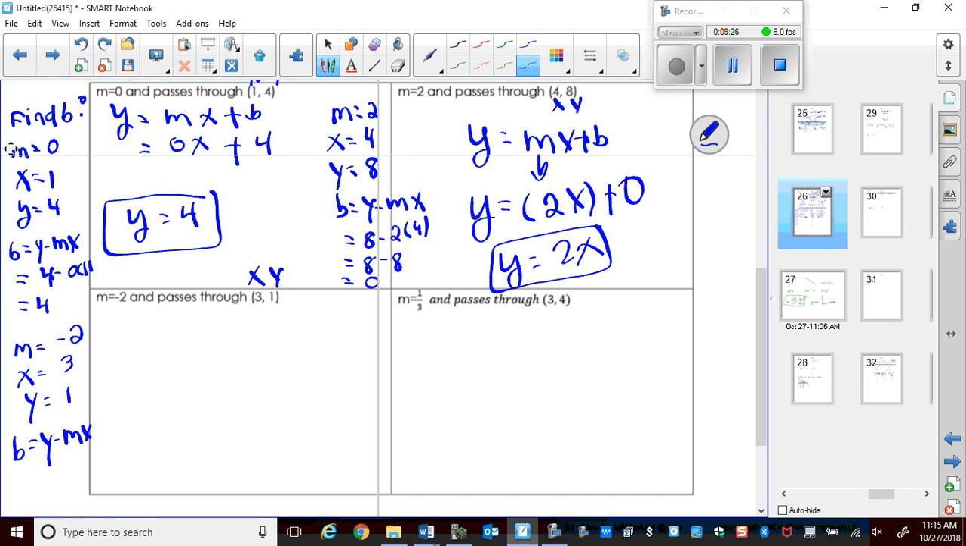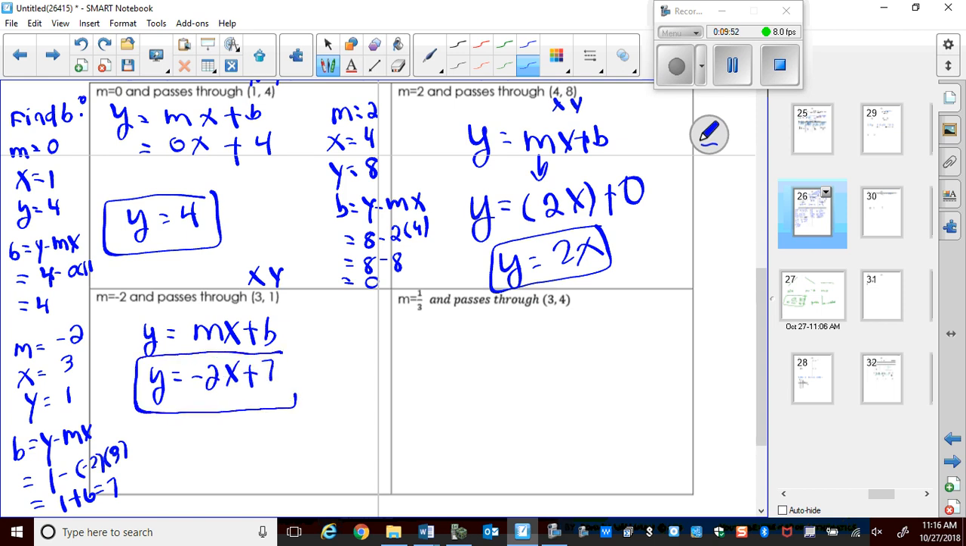And I get b equals 1 minus negative 2 times 3, or 1 plus 6, which equals 7. My equation becomes, we're using the slope-intercept one, y equals negative 2x plus 7. Final answer. So it's not as bad as it looks.